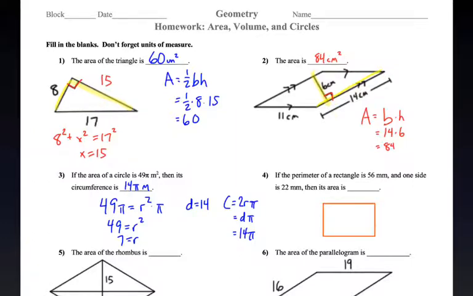If the perimeter of a rectangle is 56 millimeters and one side is 22, that means the other side is also 22. We have to figure out what this other one is. Do a little subtraction. 56 minus 44, that's 12. Divided by 2, that other side has to be 6. So the area is 22 times 6, 132 millimeters squared.